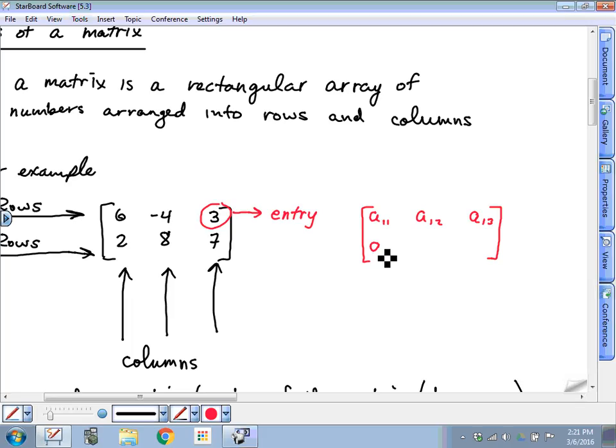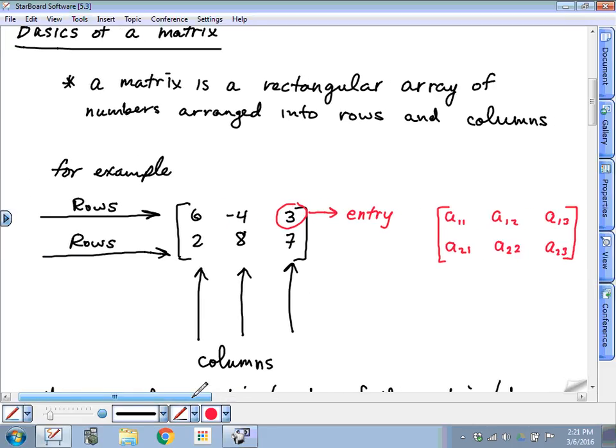This one would be A2,1 now because it's the second row, first column. This would be A2,2 because it's the second row, second column. This would be A2,3. So on your homework, for example, if you're given a matrix and they say find the entry A2,4, that would be the entry in the second row, fourth column. You just have to identify the number in that spot.